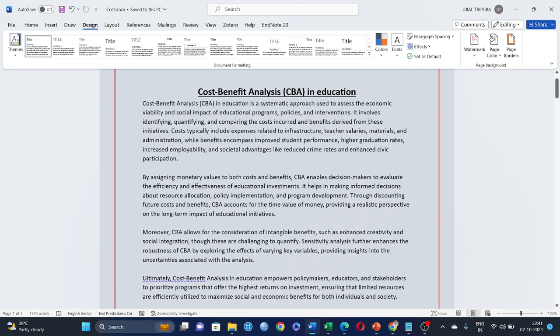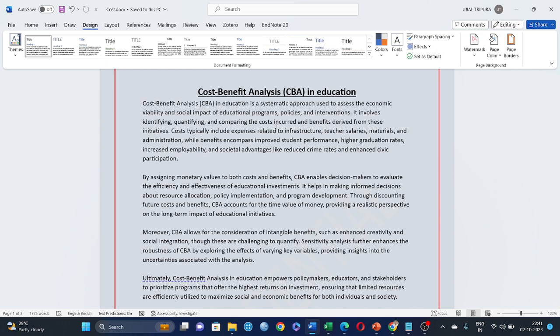The economic viability and social impact of educational programs, like school education programs, teacher education programs, higher education programs, colleges or universities, and how those educational policies have an impact on the social aspect, economic growth and the intervention. So it involves identifying, quantifying, and comparing the cost incurred and benefit derived from these initiatives.